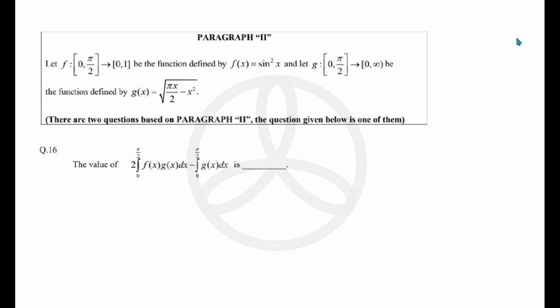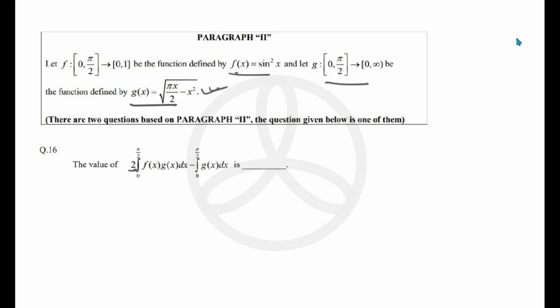So we have come to question number 16 here, and the question is about a function and integration. The function f(x) is defined by this one and g(x) by this one, and we have to find the integral of f(x) g(x) dx from 0 to pi/2. It might require a little bit of a trick to actually do it.